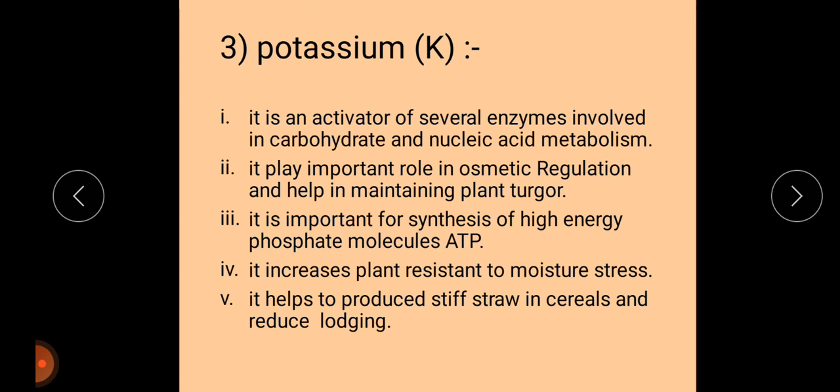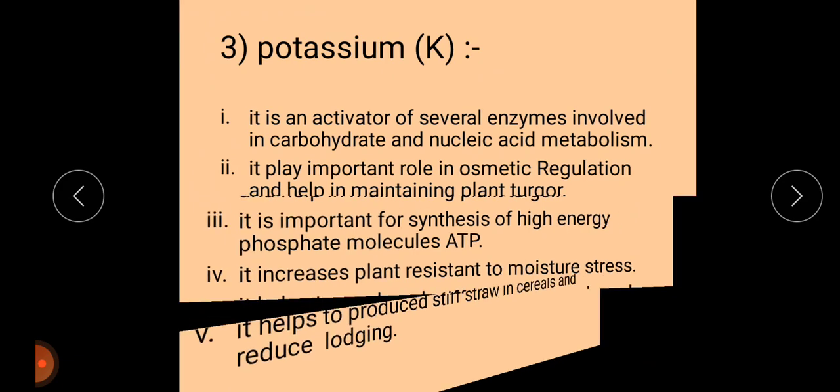Potassium also increases the plant's resistance to moisture stress. Under moisture stress, potassium develops resistance capacity under low moisture availability conditions. Then the fifth one is that it helps to produce straw in cereals and reduces lodging. So we can say potassium is the nutrient that prevents lodging. So it is a very important, essential plant nutrient for all kinds of plant metabolism and its growth.